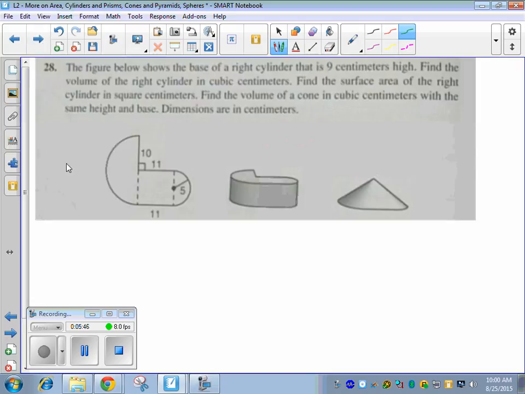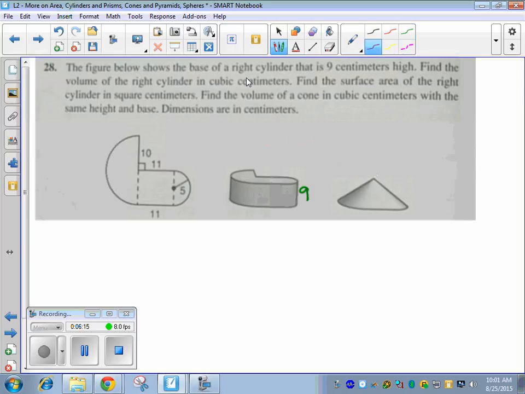All right, let's try one from the homework. The figure below shows the base of a right cylinder that is 9 centimeters high. So the distance here would be 9. Find the volume of the right cylinder in cubic centimeters. Find the surface area of the right cylinder in square centimeters. Find the volume of a cone in cubic centimeters with the same height and base. Dimensions are in centimeters. So this has a lot of different things that we need to find.